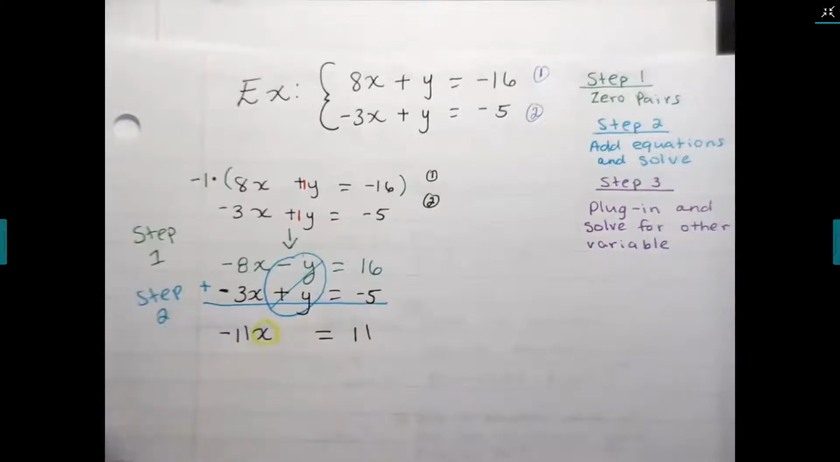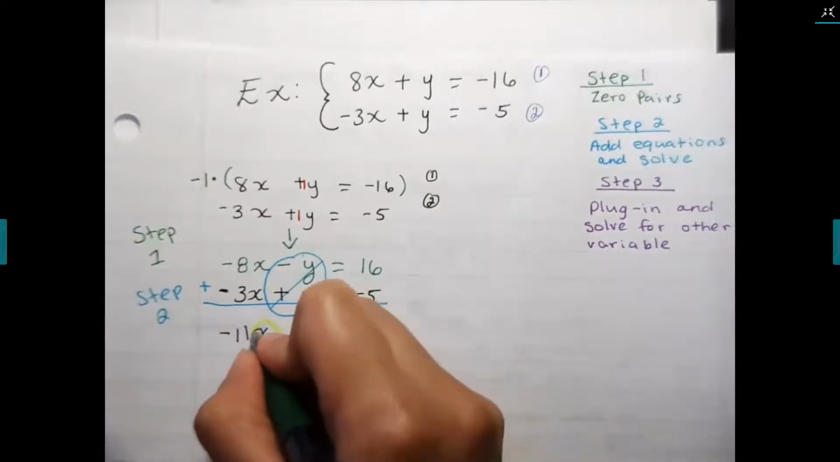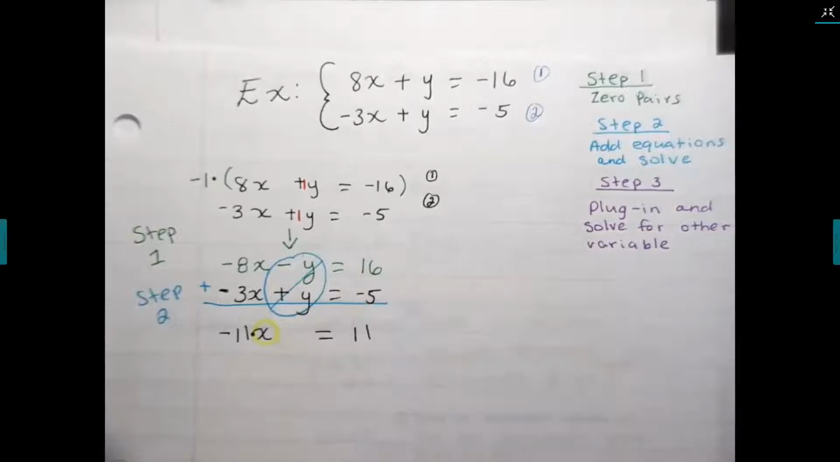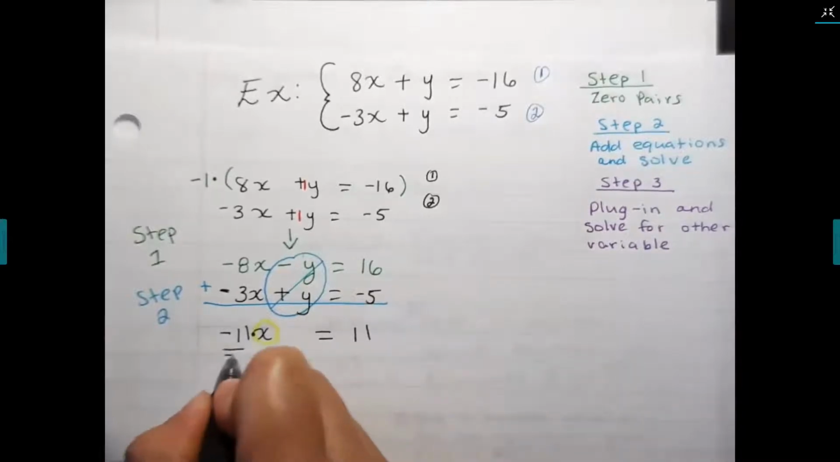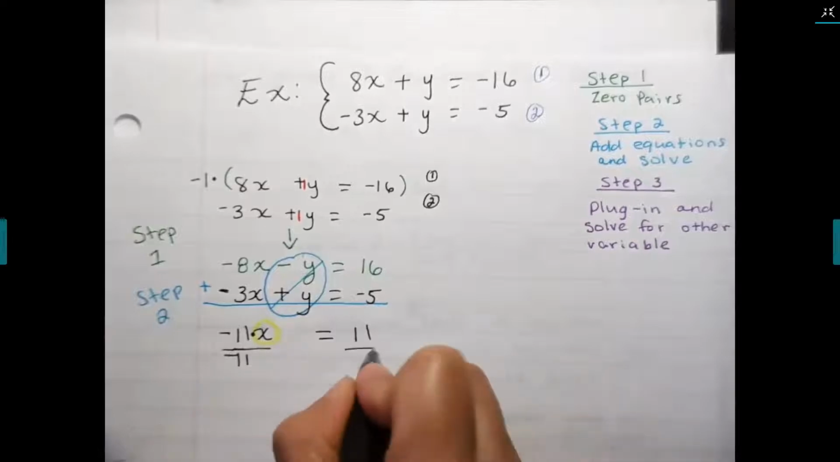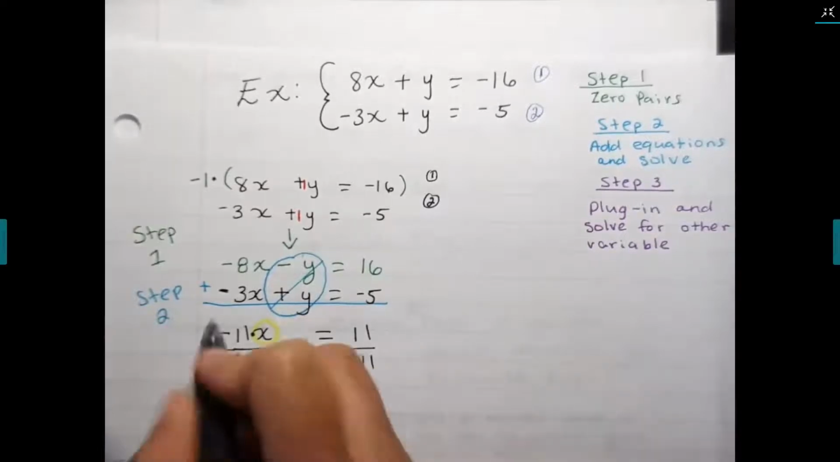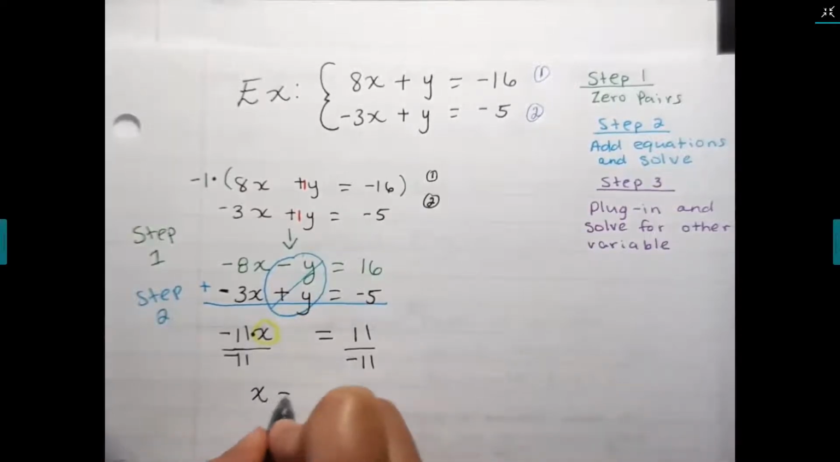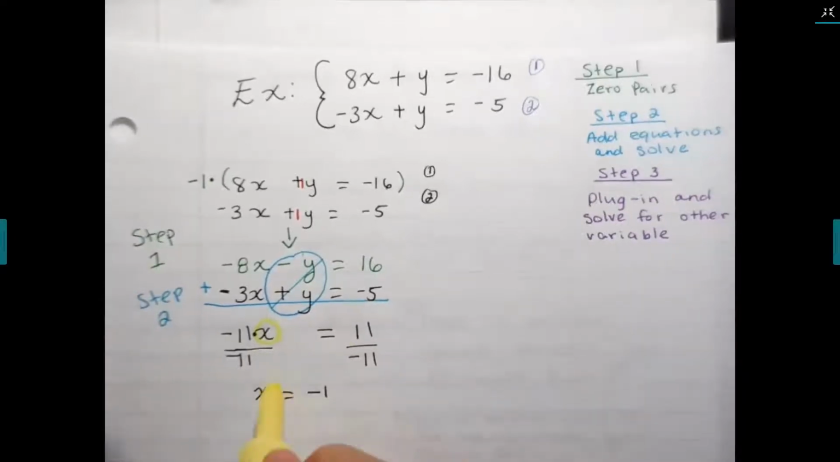Be careful here because we solve by doing the opposite operation, and that -11 is being multiplied. So the opposite of that is to divide. So divide by -11 on both sides. So that means that x equals -1. There we go. I have solved for x, okay?